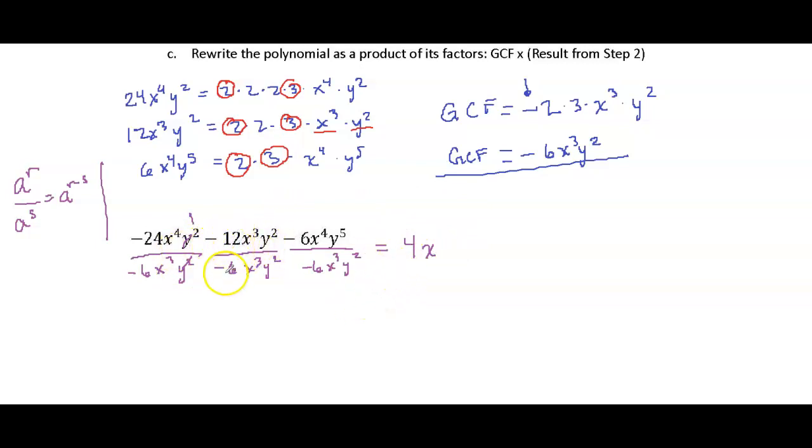Continuing on, negative 12 divided by negative 6, that is a positive 2. And x to the third divided by x to the third, that is 1, so that divides out, and so does the y squared. Negative 6 divided by negative 6, so that's a positive 1. X to the fourth over x to the third, that's going to leave us with x, so that'll be a positive 1x, or we can just say x. And then y to the fifth divided by y to the second, that gives us y to the third. So then our original polynomial in its factored form will equal the GCF times the result that we got in our last step.